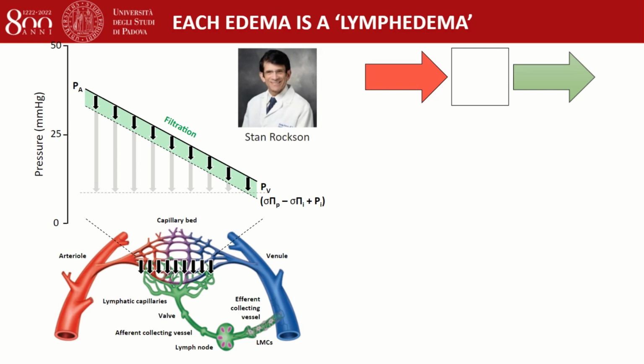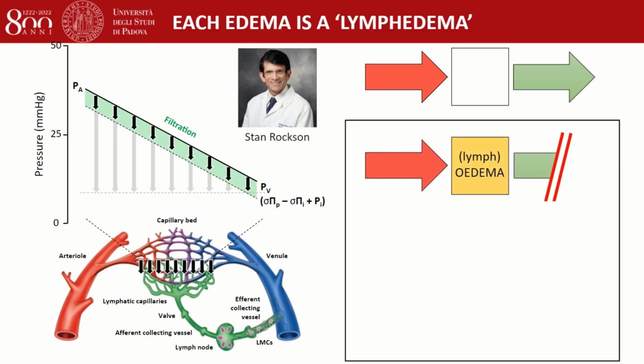forward by Professor Stan Roxon from Stanford, who suggested that, in a sense, each edema can be regarded as a lymphedema. And so if you just consider any closed compartment like this square that depicts a piece of tissue, you will have some sort of input, the arterial, and of output, the lymphatics.